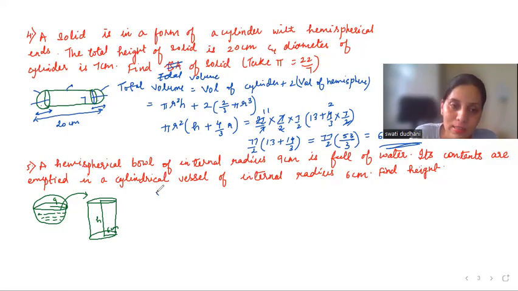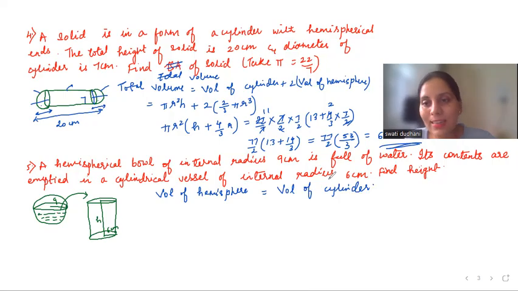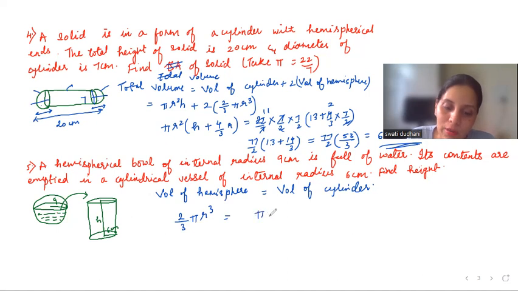So basically, the volume of the hemisphere is equal to the volume of the cylinder. So both the volumes need to be equated. The volume of the hemisphere, 2 by 3 pi r cubed, is equal to pi r squared h. So pi can be cancelled. Now you need to just substitute the values.